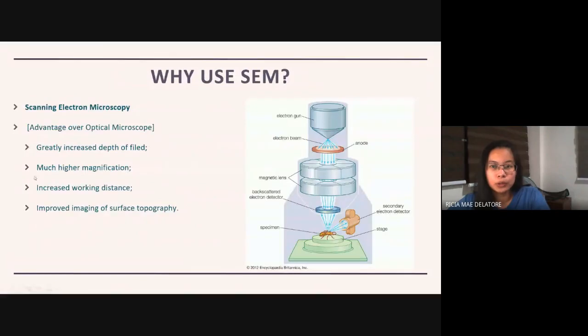So why should we use SEM? SEM is scanning electron microscopy. This is preferred over optical microscope since it can greatly increase the depth of field, much higher magnification, increased working distance, and improved imaging of surface topography as can be seen in the image beside. So the specimen is really magnified several times.